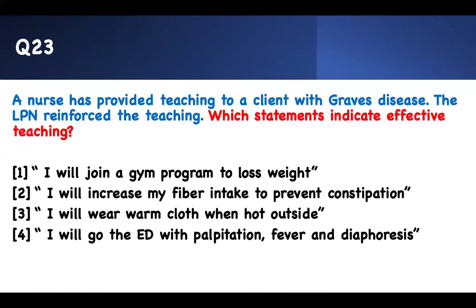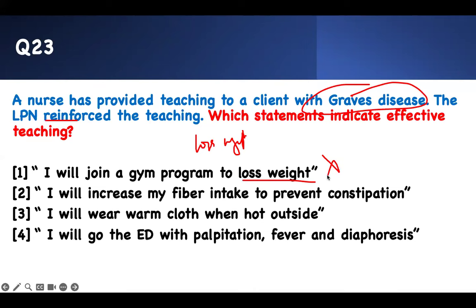The nurse provided teaching to a client with Graves disease. The LPN reinforced the teaching. Which statement indicates effective teaching? So this is also a good one. It's all test-taking strategy and content. Patient has Graves disease, and we provide teaching. What do you know about Graves disease? It's due to high thyroid hormones, and their metabolic rate is very high. And based on that, there are certain features you see. They lose weight. They cannot gain weight. So going to the gym to lose weight does not indicate effective teaching.